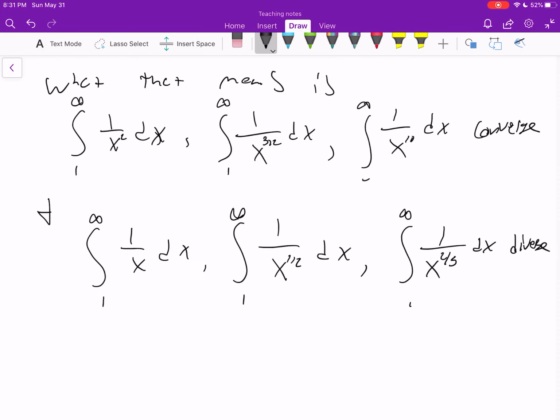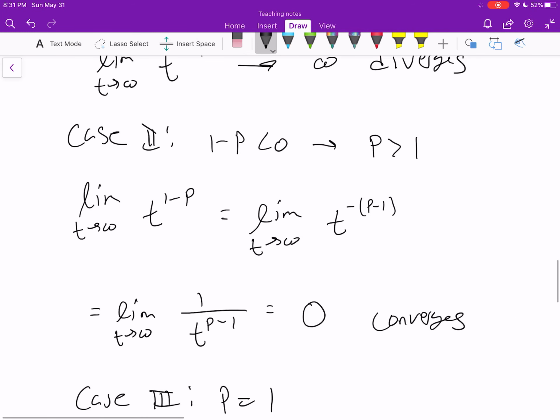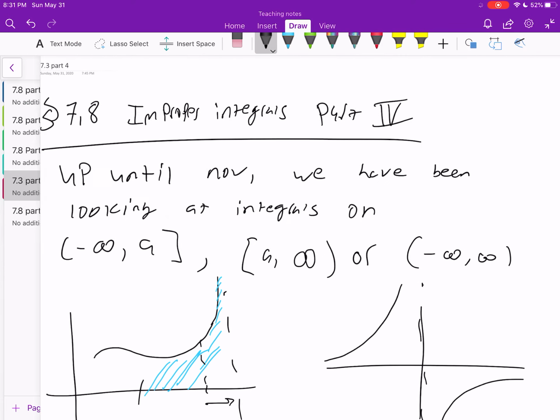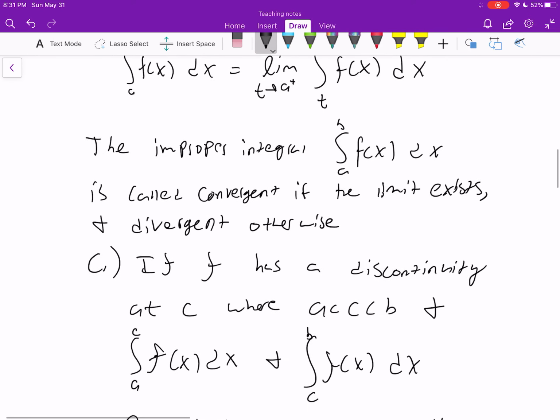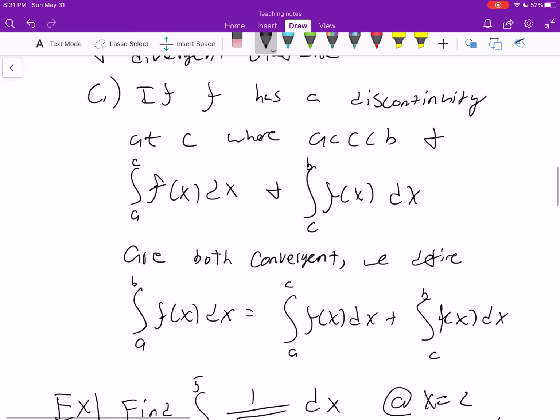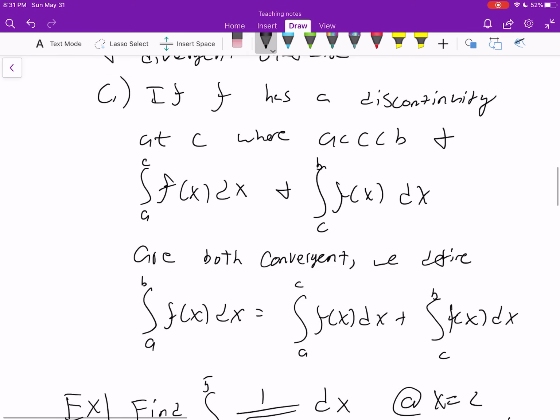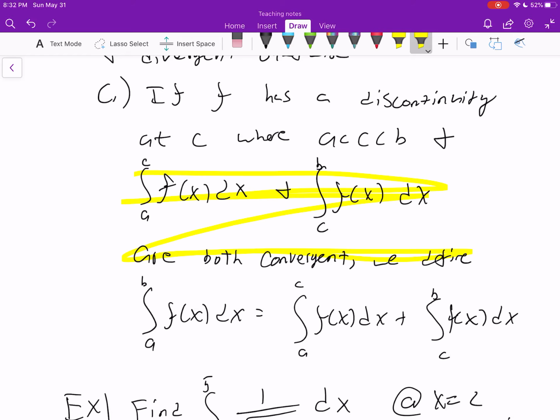Now I'm going to jump back to the definition we used. Is it part 3? Nope, it is part 4. So I just want to flip back over here and point out what this definition says: we can break up this integral, but if f has a discontinuity at c where c is between a and b, we need the integral of f of x dx from a to c and the integral from c to b of f of x dx to both be convergent.